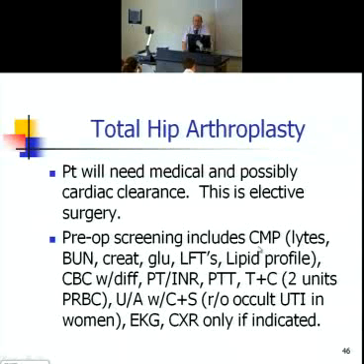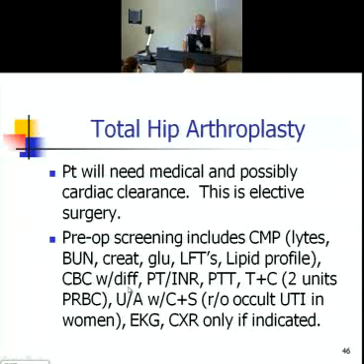Pre-op screening includes a complete or comprehensive medical metabolic profile. That includes lytes, BUN, creatinine, glucose, liver function tests, and usually a lipid profile is included. We don't really care about the lipid profile. It's not going to influence our surgery, but it's nice to know that a patient maybe is on a statin if they have elevated cholesterol and triglycerides.